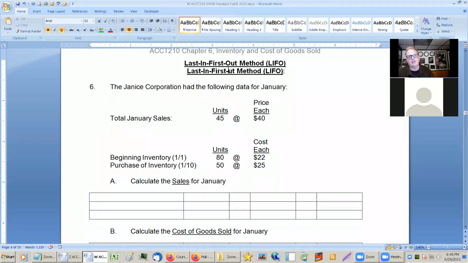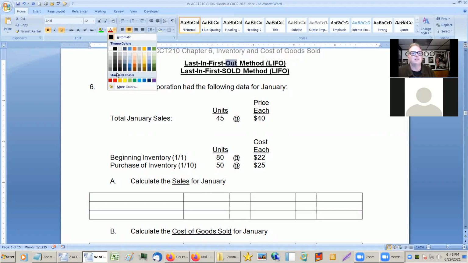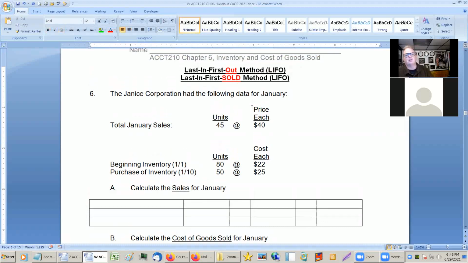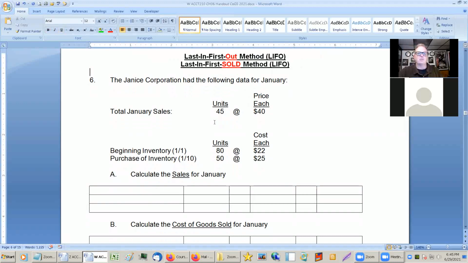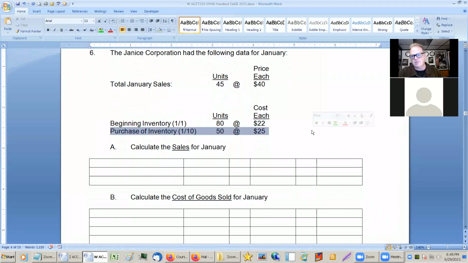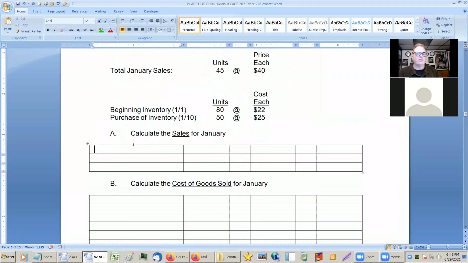So the last in, first out is really the last in, first sold. So we always talk about the sold. Even though we say last in, first out, it really means the last ones in are the first ones sold. So these are the ones that are sold, and we're saying, okay, these last ones in were the ones sold. Everything else is the same, except that instead of starting at the first in, you're going to start here with the last in. So everything else is actually the same.